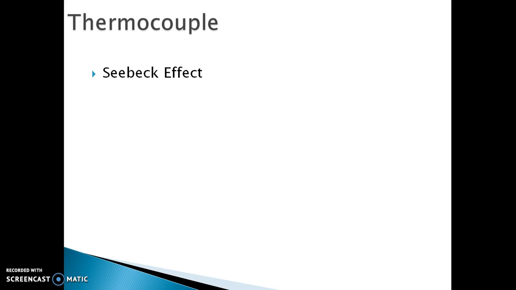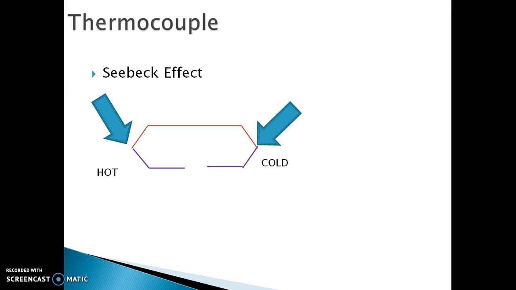Let's start with the construction of the thermocouple. The thermocouple is based on the principle of the Seebeck effect. Thomas Seebeck discovered it in 1821. He stated that when we have two different metals, here denoted by the red and the blue lines, one junction is maintained at a hot temperature and the other junction is maintained at a cold temperature by keeping it in ice or water. When we connect a meter, we see a voltage or EMF generated across it.